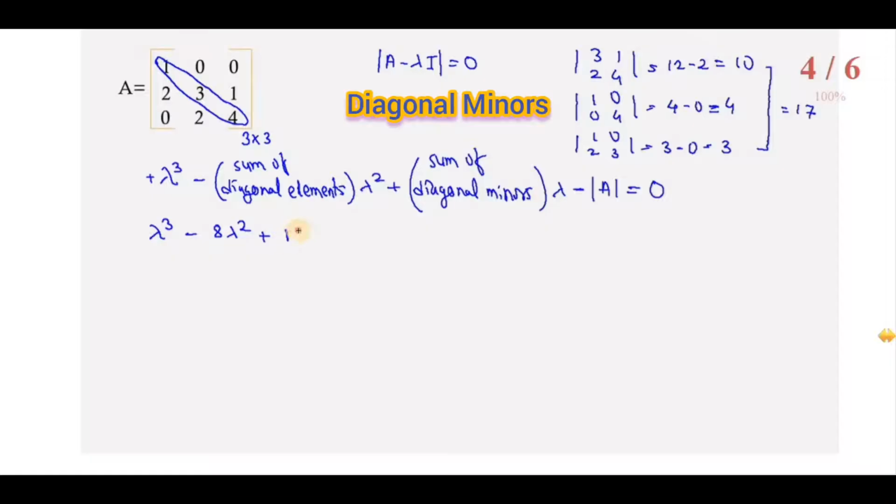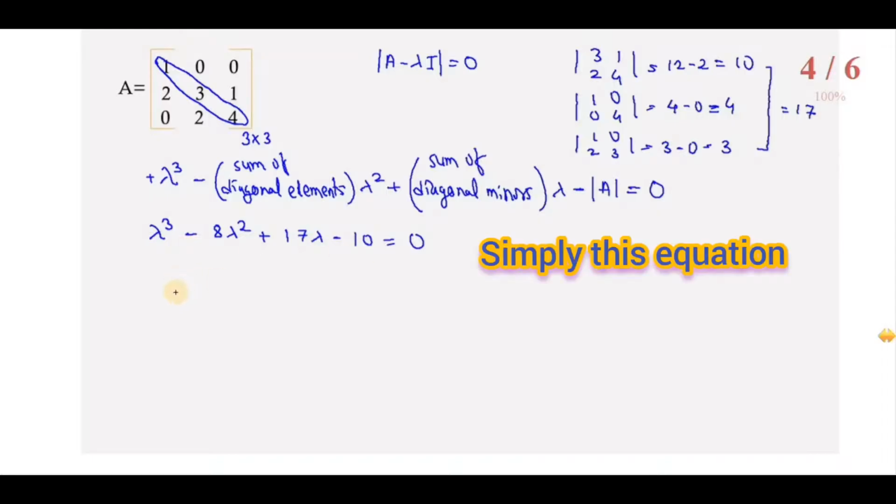So here we write 17 lambda, minus the determinant of A. The determinant of this matrix, you can find out, you will get the value as 10, is equal to 0. So now we have to solve this equation. For solving this equation we will simplify to get the eigenvalues.